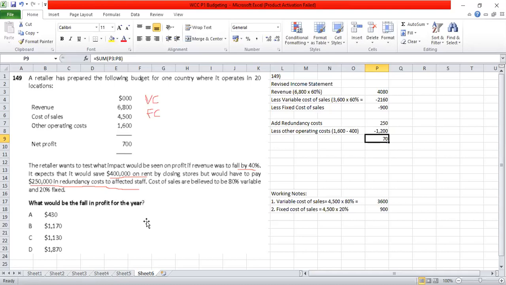It is not an answer. What did I do wrong? Variable cost is proportional. Fixed cost of sales will have to be reduced. Then it should be, if we add it as 400.